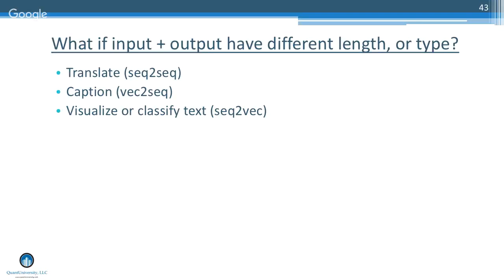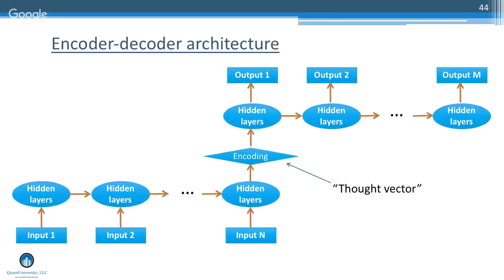You can have vector to sequence, or you have a fixed input, a variable length sequence, and the reverse. And the way we're gonna do this is by kind of stapling together two networks, one called the encoder, which says, okay, take my input, and just translate it into some representation that's a fixed size that's useful for the next part of the network. So then we're gonna have a decoder that takes that representation as input and just does the output.